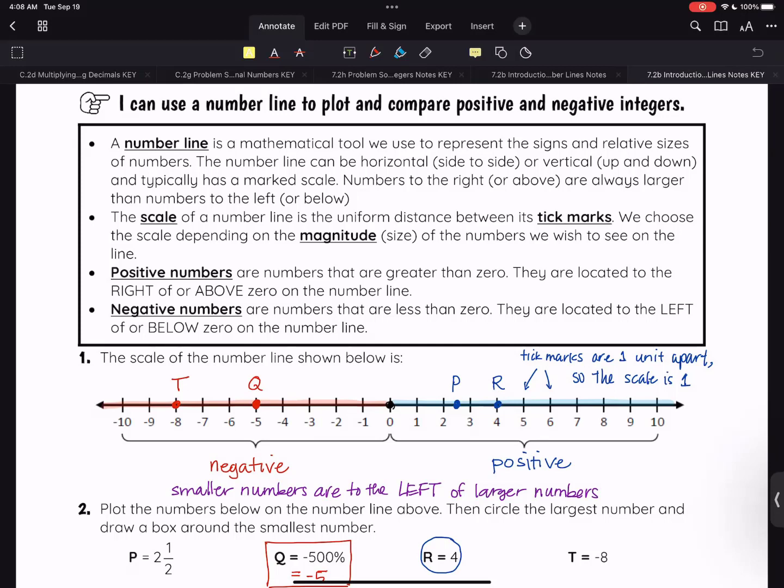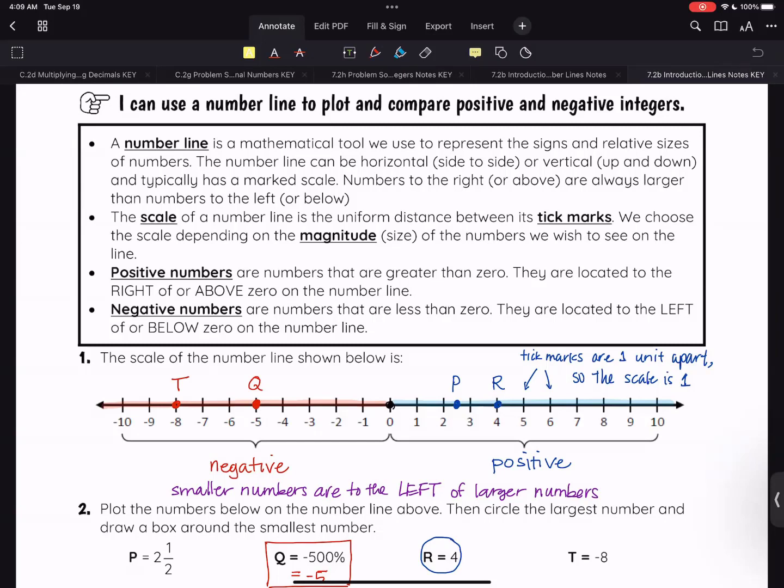So a number line is hopefully something that you have seen before, and it is a tool we use to represent the signs and relative sizes of numbers. You can see them either horizontally or vertically, and they typically are marked with a scale. So numbers to the right or above will always be larger than numbers to the left or below. The scale of a number line is the distance between its tick marks.